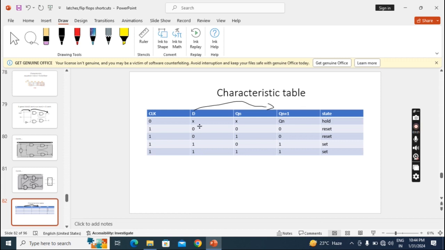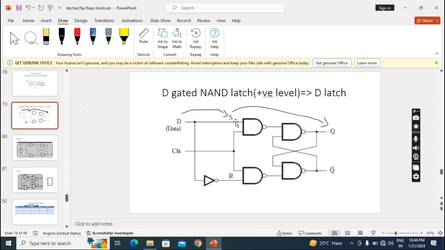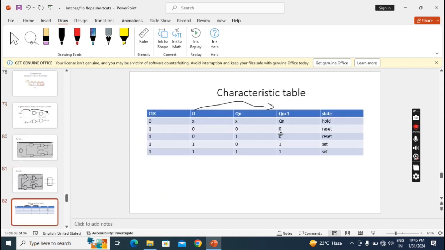Suppose when I apply 0, what does it mean? When I apply 0, this is 0, it will become 1. It means we are applying S0 R1. When we apply S0 R1 in the SR gated latch, what happened? Circuit became reset. So 0, 1, here it will become 1, 0. 1, 0 means the NAND latch will give reset. That reset we have to write. See here, in these two cases reset 0 will come.